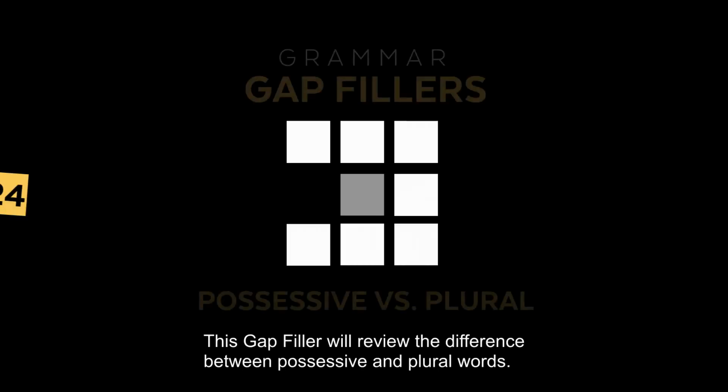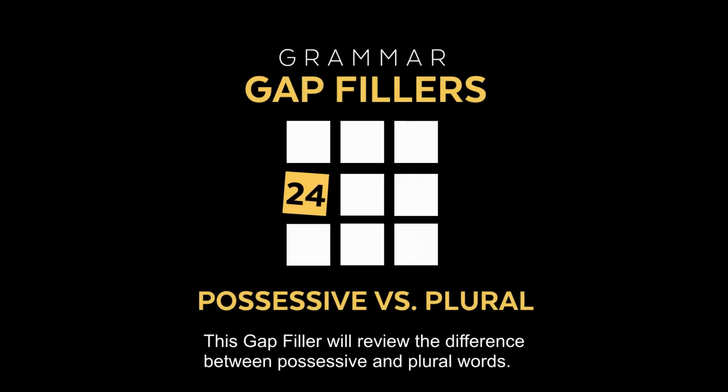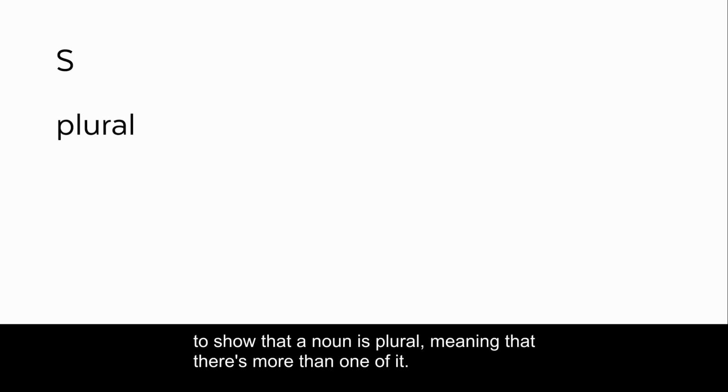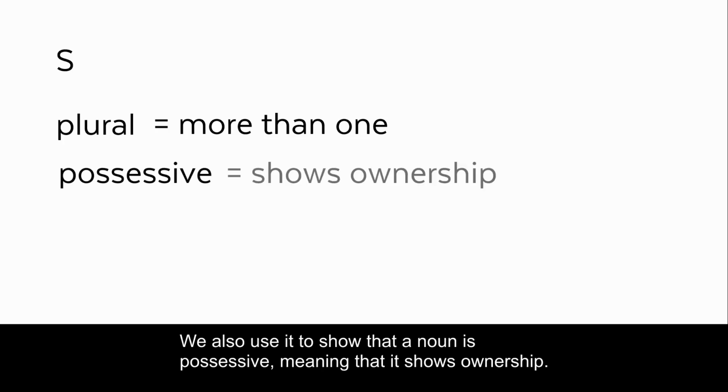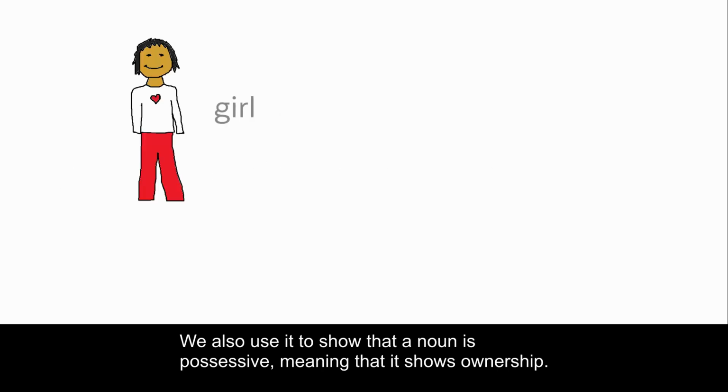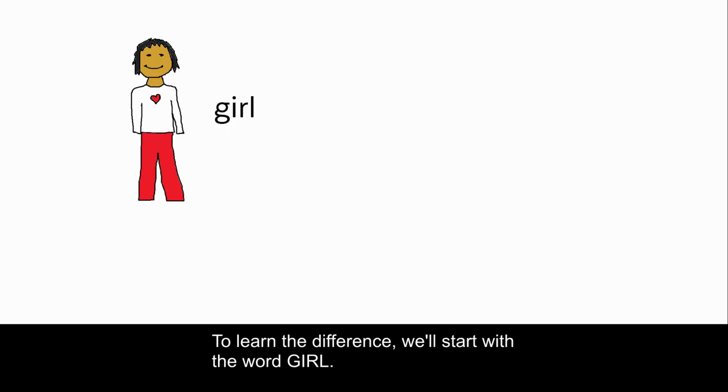This gap filler will review the difference between possessive and plural words. This entire lesson is going to focus on the letter S. We use the letter S when we want to show that a noun is plural, meaning that there's more than one of it. We also use it to show that a noun is possessive, meaning that it shows ownership. To learn the difference, we'll start with the word girl.